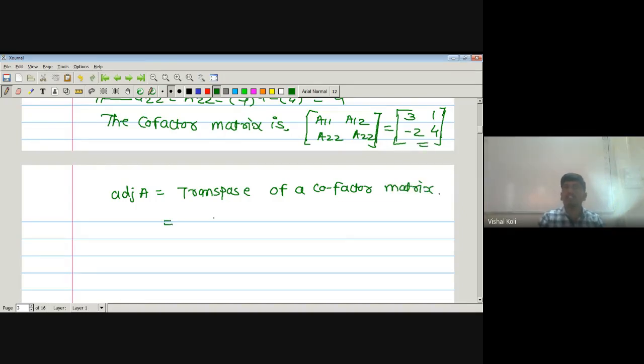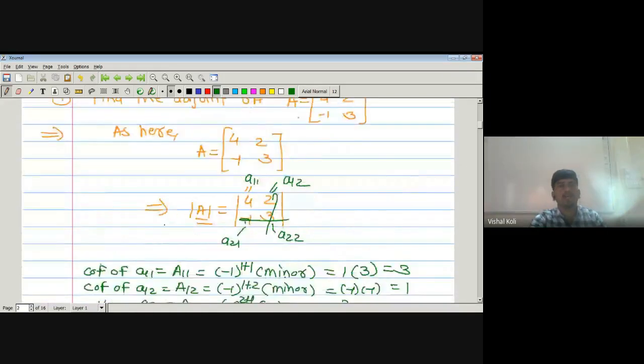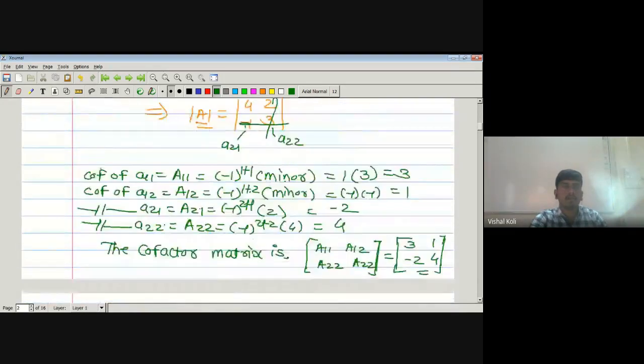Now we have to just take its transpose. And what is the transpose of a matrix? We have to make the rows as columns and columns as rows. Therefore, the first row is nothing but the first column, and the second row is nothing but the second column. And similarly, we get the first column as the first row and the second column as the second row. So this will be the adjoint of matrix A, and the entries will be 3, minus 2, 1, 4. In this way we can find out the adjoint of any matrix of a given order.